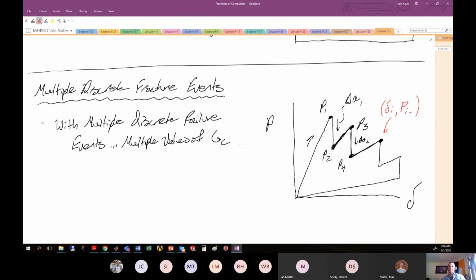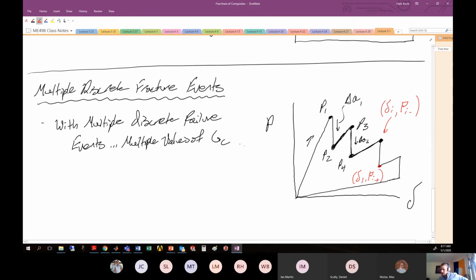So Pi minus. That's like if you ever did limits in calculus, like a 0 minus or 0 plus, so approaching the limit from the left or approaching the limit from the right. Here we're approaching the fracture event with the load coming at it from the left, so right before it fractures. All right. So we have a similar point down here that matches, which is delta i comma Pi plus, not delta F, delta i.